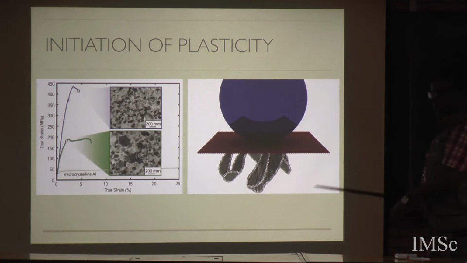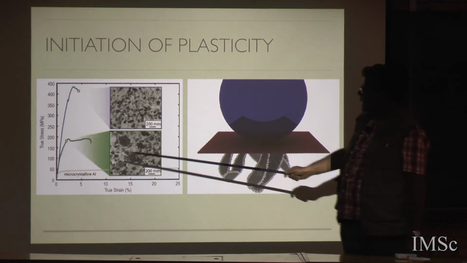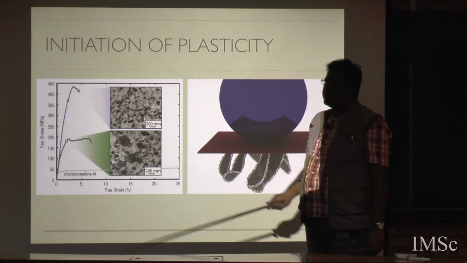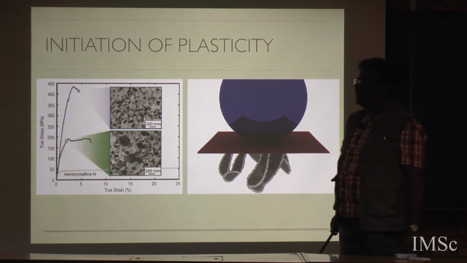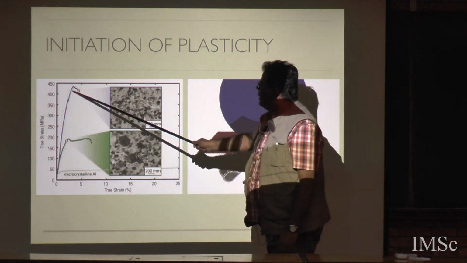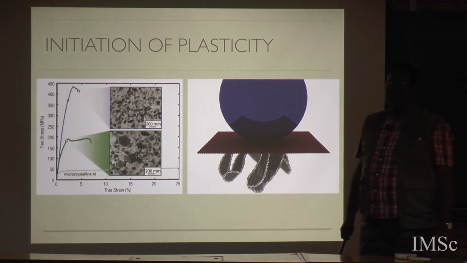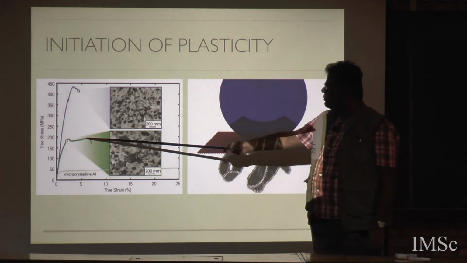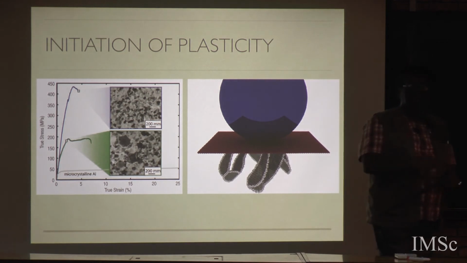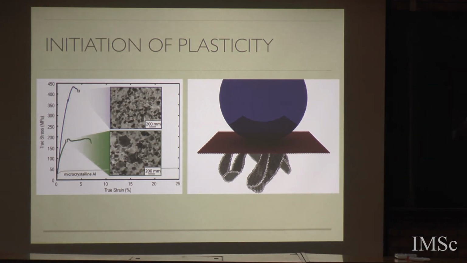Okay, so you have a stress-strain curve, and then at some point things become nonlinear, and then finally there is a stress jump, and things start to flow, and finally they break. So this is in the course of a simple stress-strain experiment.